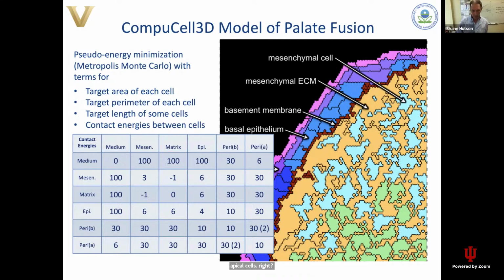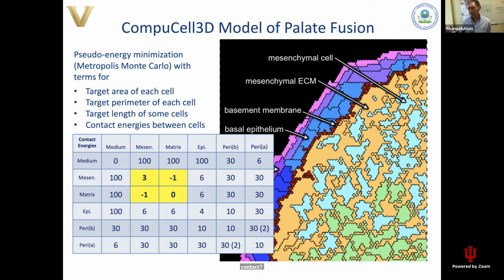And if you look in more detail at a couple of these groupings, like what's going on with the mesenchyme. Well, here there's an energy of 3 for a mesenchymal cell contacting another mesenchymal cell, an energy of 0 for matrix contacting matrix, and an energy of -1 for a matrix mesenchymal cell contact. So what do you think that -1 actually ends up doing to the behavior of the cells? It favors more contact, a lot more contact.